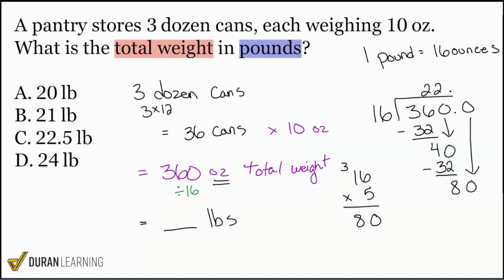So that's the 80. So that's going to be 22.5 with a clean final division right there. And there we go. It's going to be 22.5 pounds. That is the final calculation with our conversion, making the correct answer for this problem C.